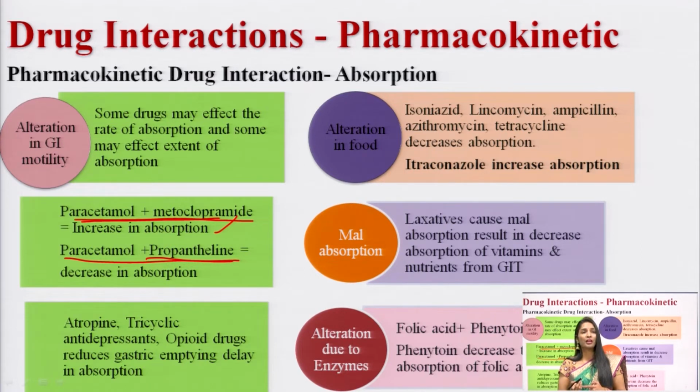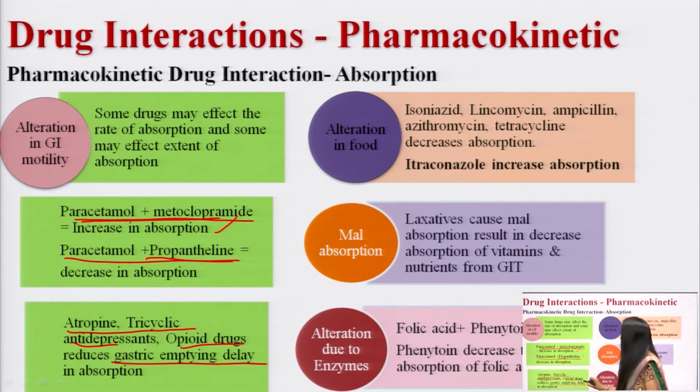GI motility alteration. Next one, atropine, tricyclic antidepressants, and opioid drugs. If you are taking atropine, tricyclic antidepressant drugs, or any opioid or narcotic drugs, what will it do? It will cause a delay in gastric emptying, which delays absorption. So this is one of the factors that alters GI motility.